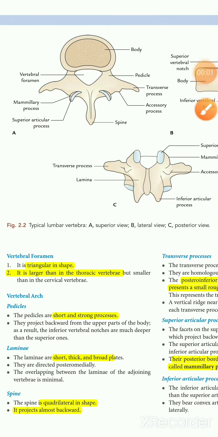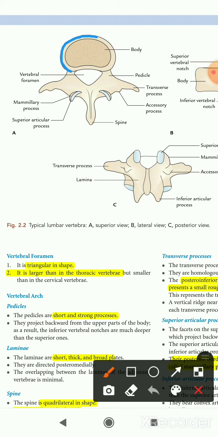So that's all about a typical lumbar vertebra. Now let's see again. This is the body of the typical lumbar vertebra. We told you that the transverse diameter is larger than the anteroposterior diameter, and the body is reniform shaped, or kidney shaped.